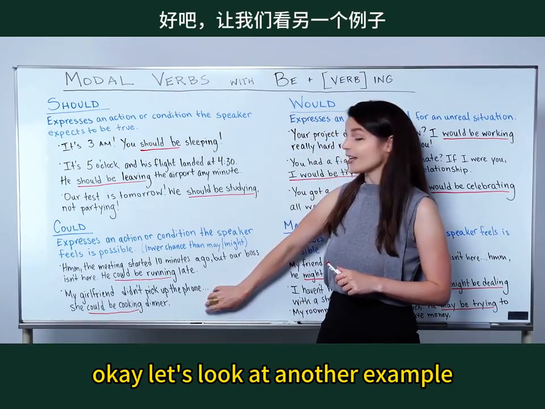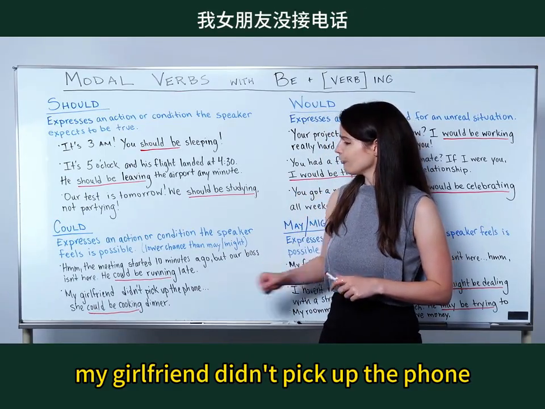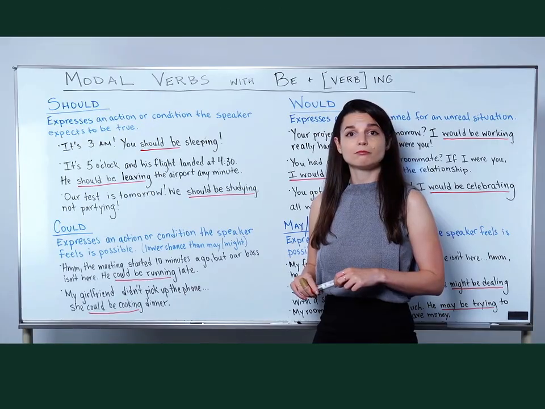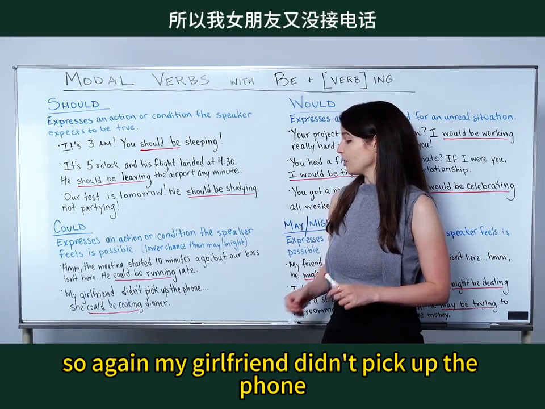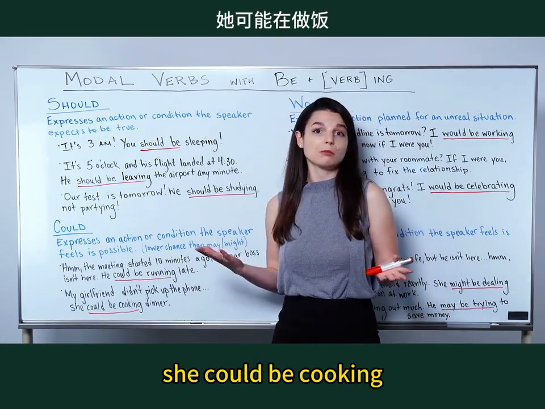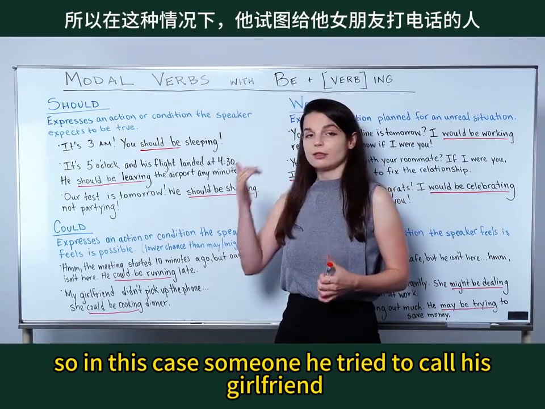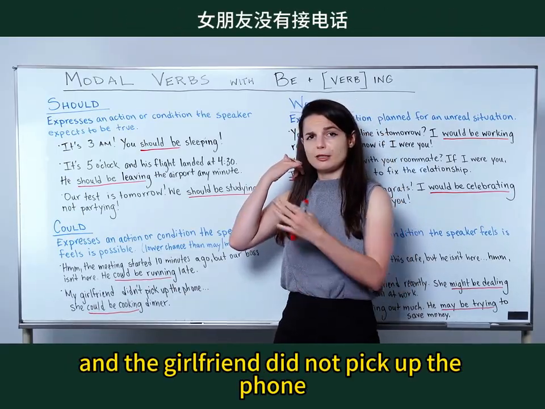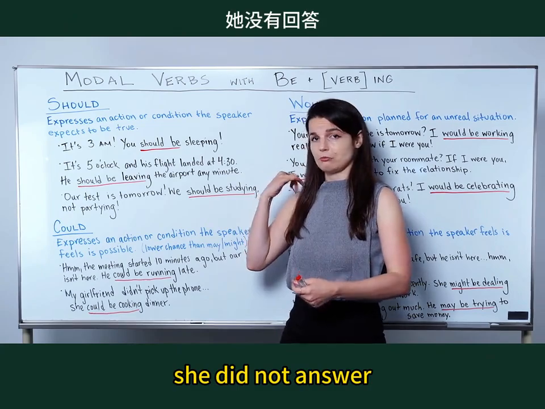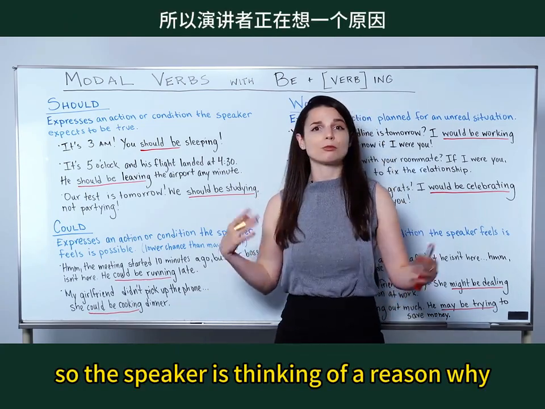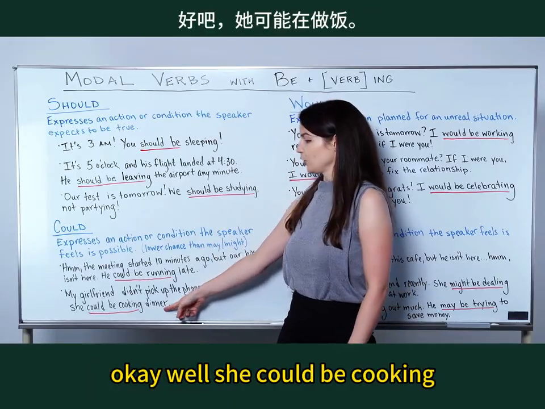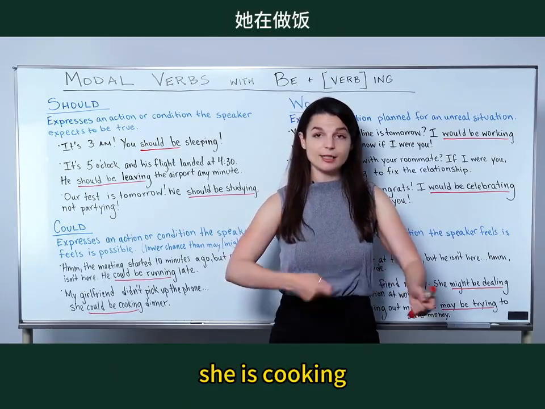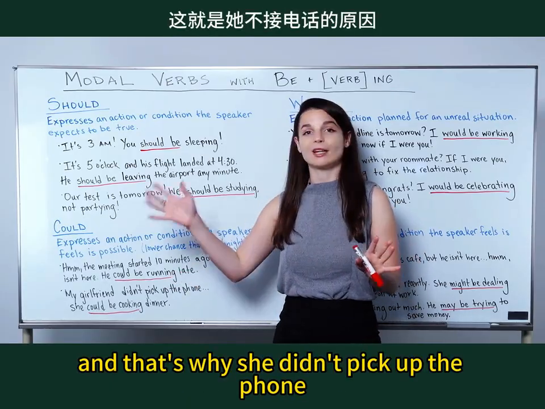Okay, let's look at another example. My girlfriend didn't pick up the phone. She could be cooking. So in this case, this person tried to call their girlfriend, and the girlfriend did not pick up the phone. She did not answer. So the speaker is thinking of a reason. Why? Okay, well, she could be cooking. So in this moment, she is cooking, and that's why she didn't pick up the phone.